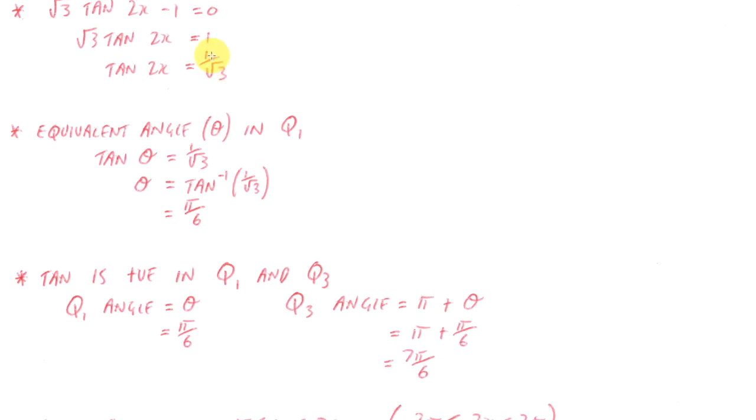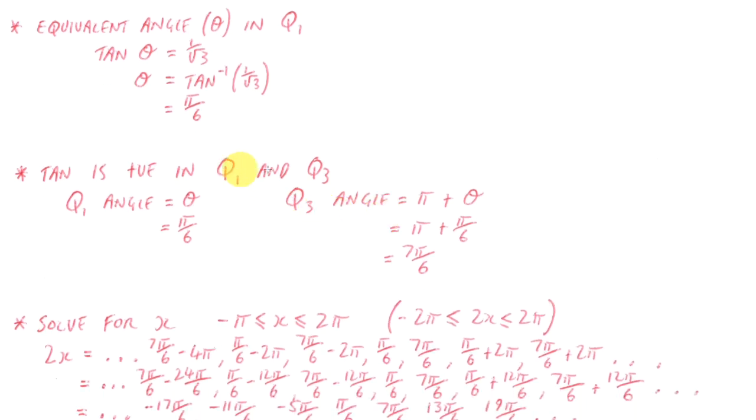Notice that we want this to be a positive value, so we need to understand where tan is positive. So tan is positive in quadrants 1 and 3. All schools teach crap. Our quadrant 1 angle is simply just theta, so it's pi on 6. Our quadrant 3 angle is pi plus theta, so it's pi plus pi on 6, which is 7 pi on 6.